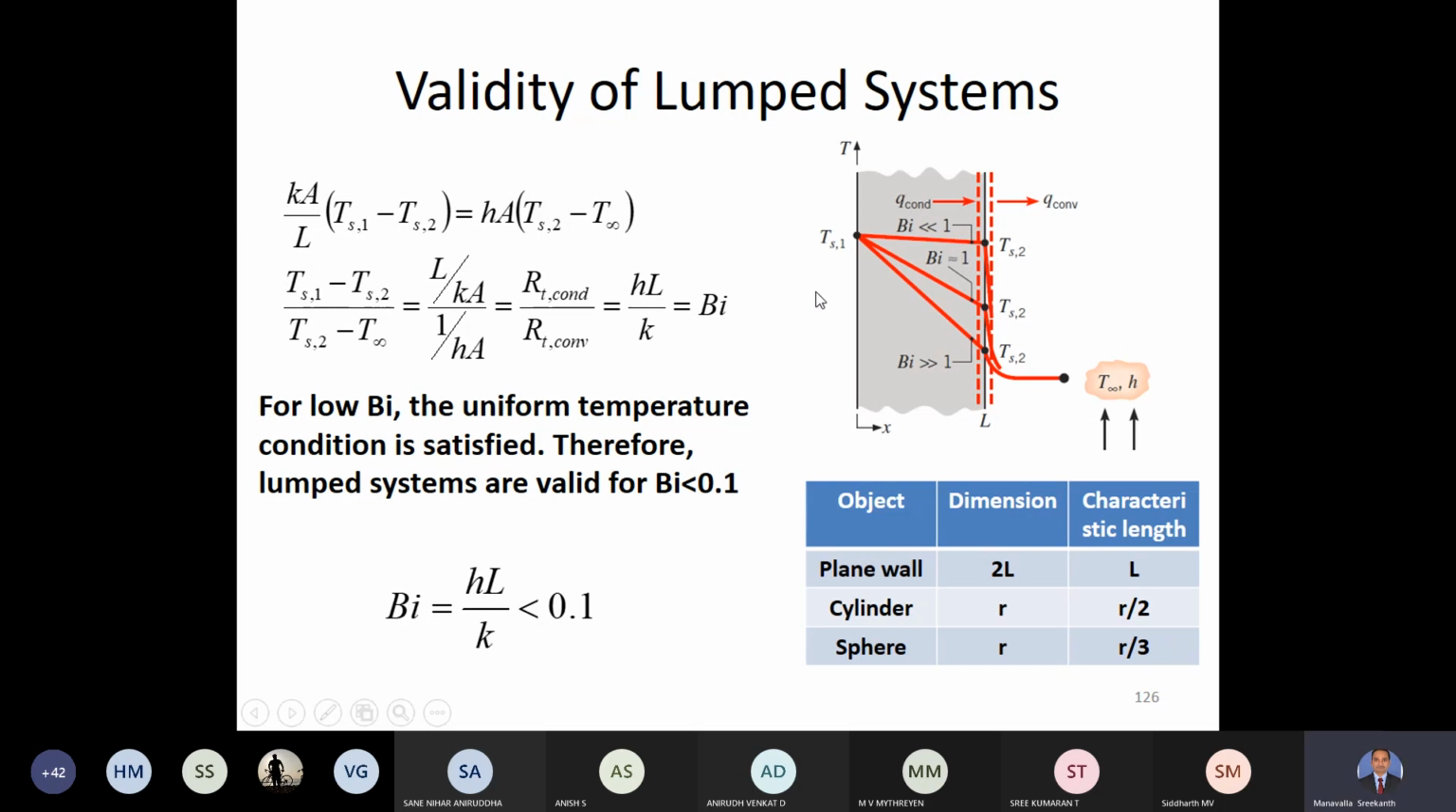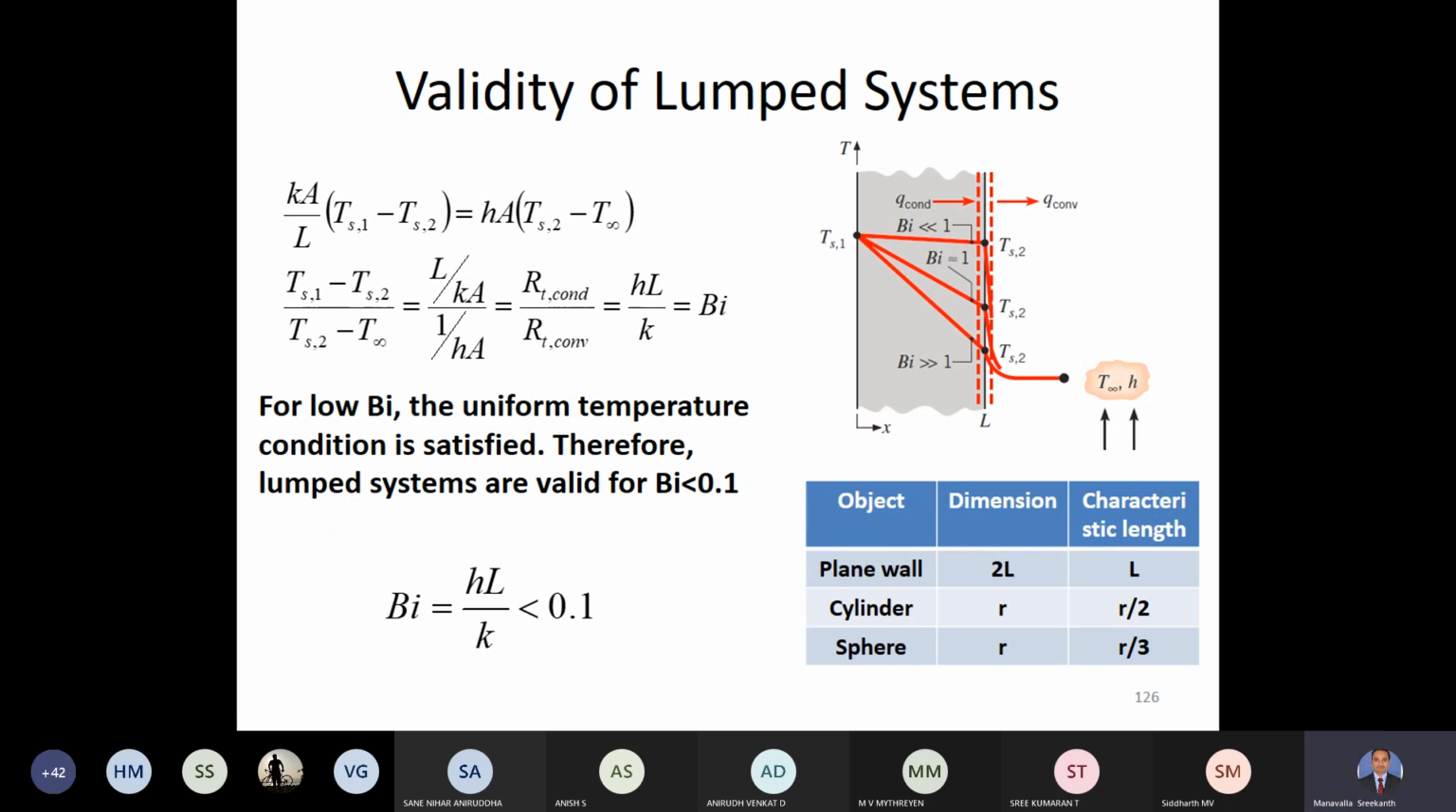Now again, if we simply say very small and leave it, what is very small for me may be different from what is very small for you. So for practical purposes, people have fixed that value. What is small is 0.1. Therefore, lumped systems are valid for Biot numbers less than 0.1. So if you calculate the Biot number using the equation HL by K and find it to be less than 0.1, then you can treat that particular system as a lumped system. Otherwise, you cannot treat it as a lumped system. That is the concept of the lumped system, and that is where it is applicable.